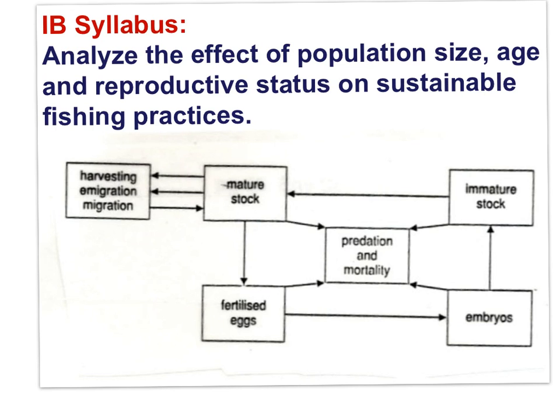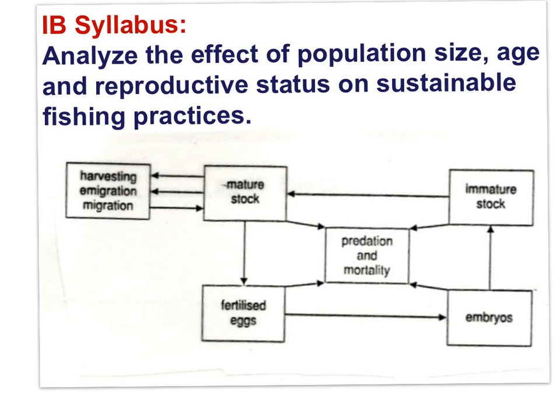Here is a diagram that displays the inputs and outputs for a stock of fish. The important inputs for the mature stock is the reproduction of new fish, the development of juvenile fish into mature fish. Migration is also an input. The outputs are emigration, predation and mortality, and of course, harvest.